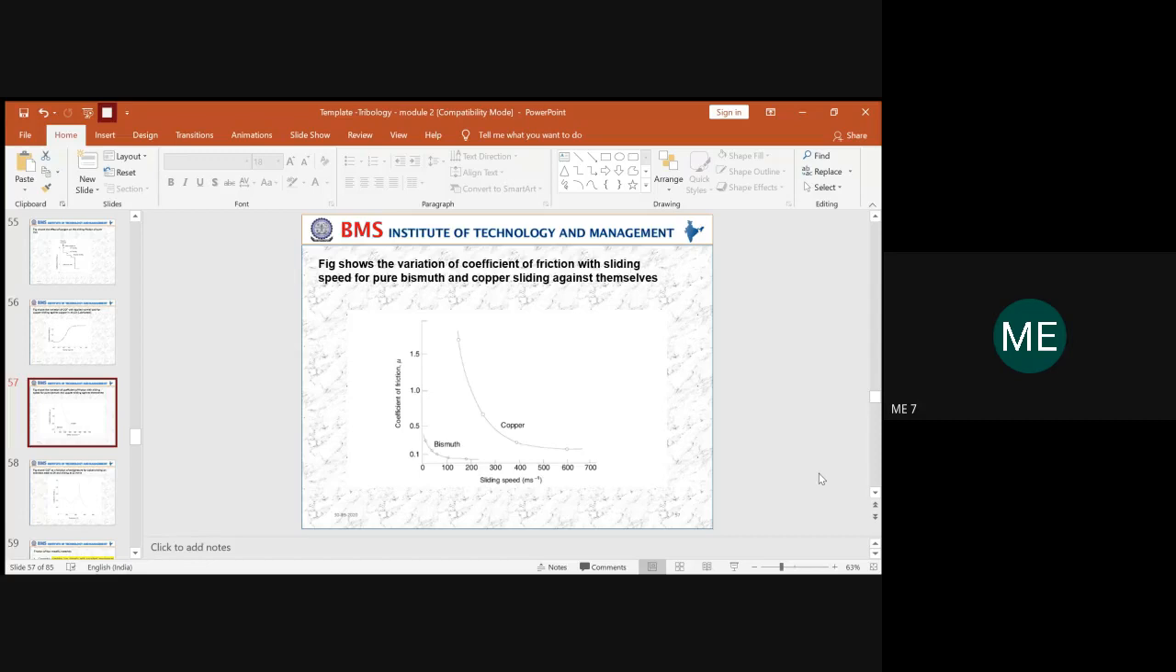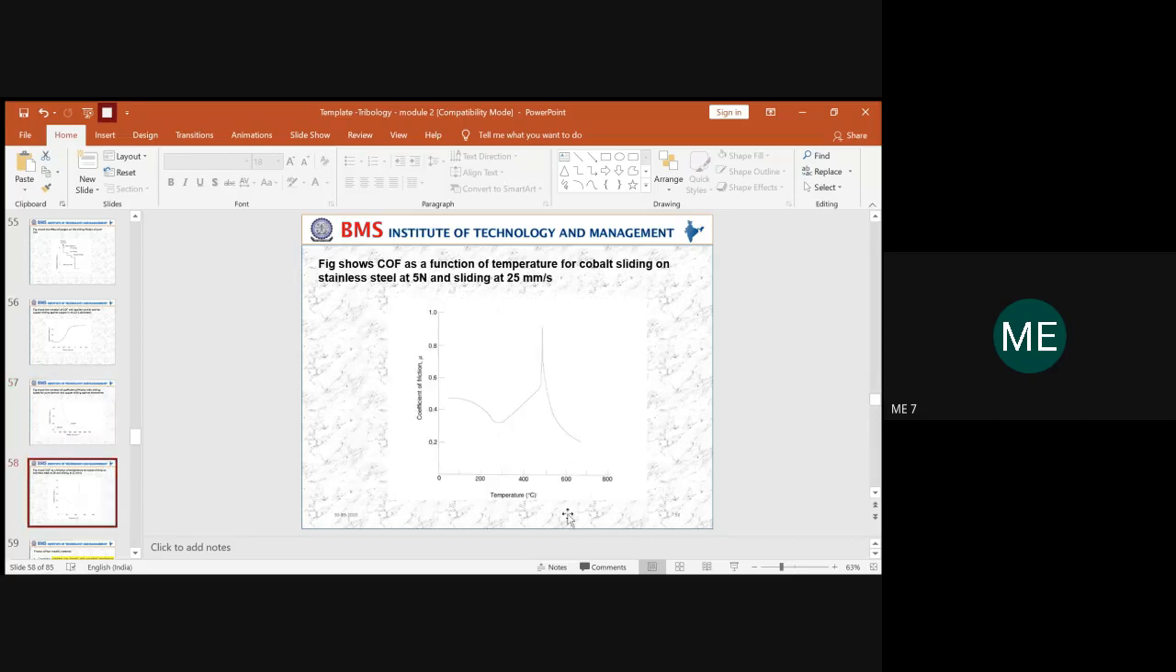So this is how you have to justify, and you should also tell which will be the optimum, whether to combine bismuth with copper or to go with bismuth and bismuth, because the COF value for bismuth is less and for copper it is more. So you should be able to read the graph and explain still more elaborately.